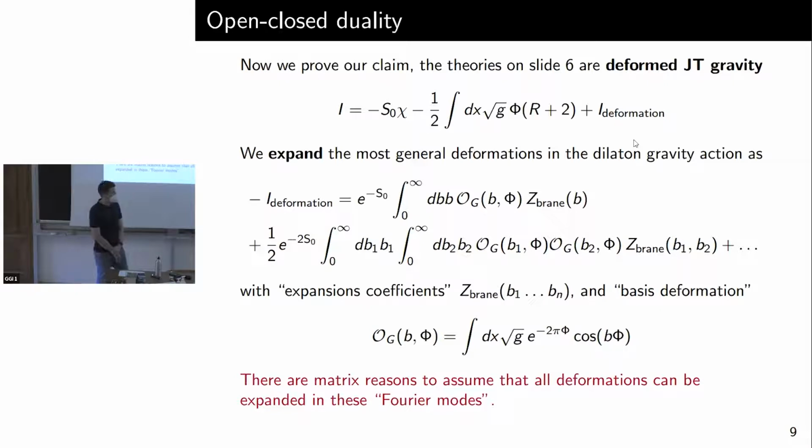Okay, so we have this JT action with a deformation. And because I want to advocate the cancellation of Feynman diagrams, I do the same thing I always do in quantum field theory. I expand out the interactions. Okay, so we do that here.